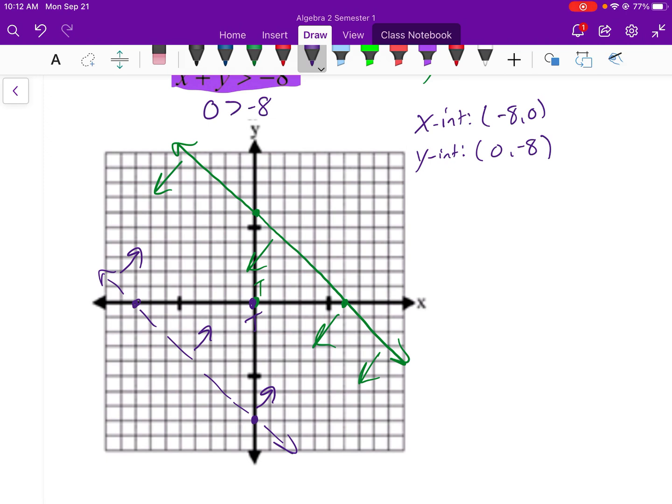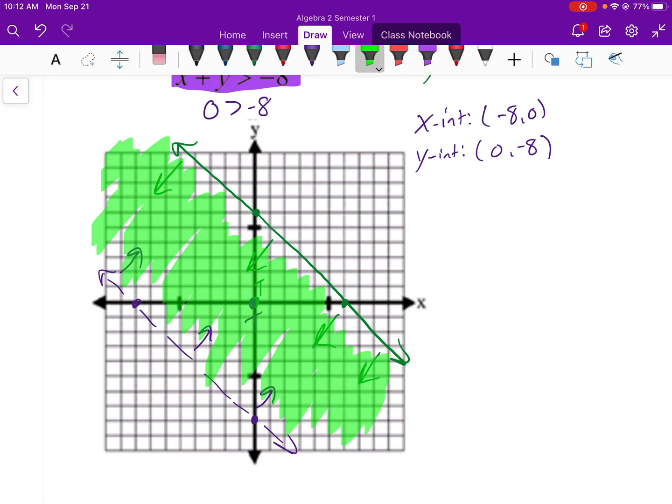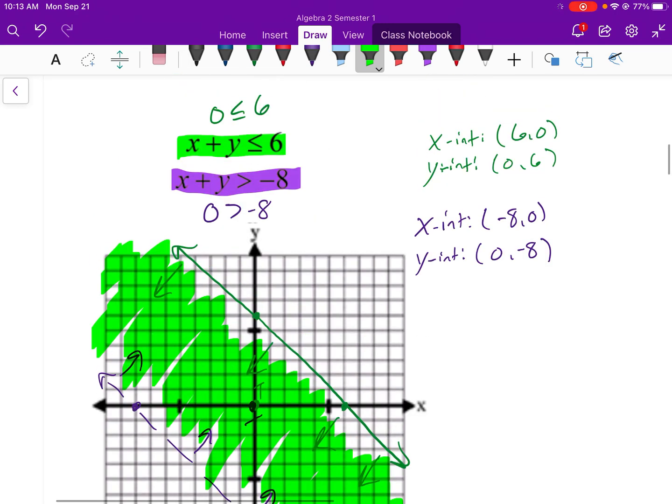Now you notice both arrows point to a specific area, and this area is in between the two lines. Again, the shaded area is where we find a solution to the system. I can pick any ordered pair in that shaded area and plug it into both inequalities, and I will get a true statement. Just like when we plugged in (0, 0), those are both true. So that's where our solutions to the system are.